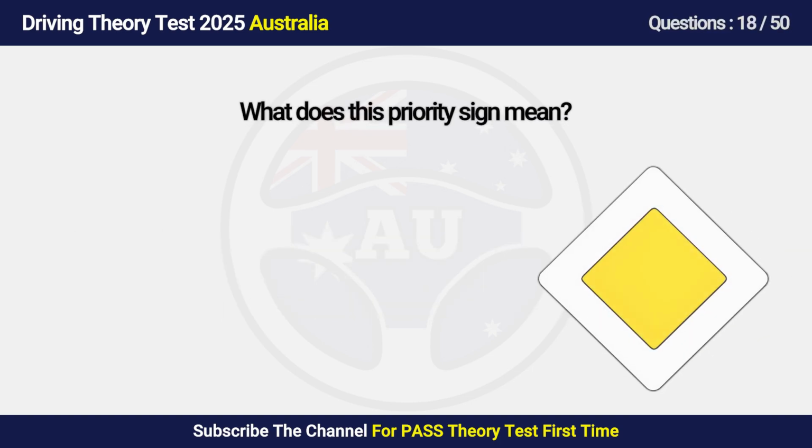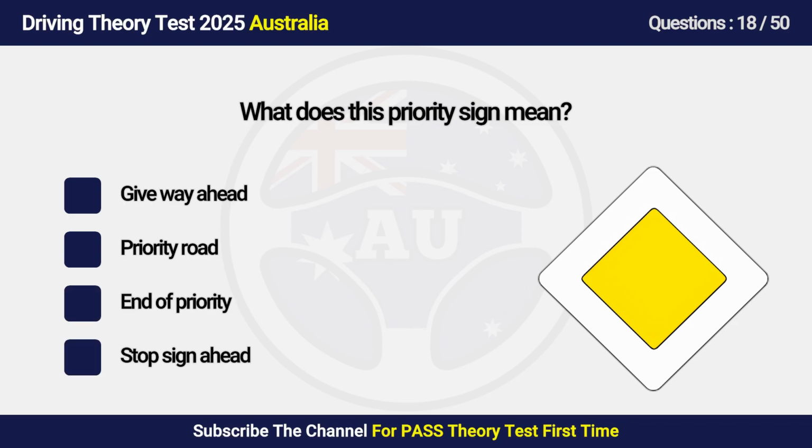Question 18. What does this priority sign mean? A. Give way ahead. B. Priority road. C. End of priority. D. Stop sign ahead.